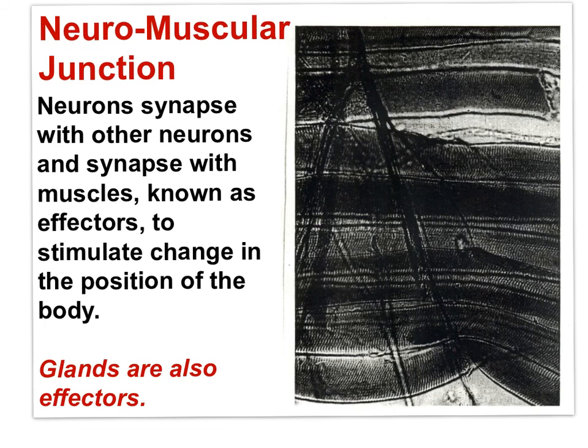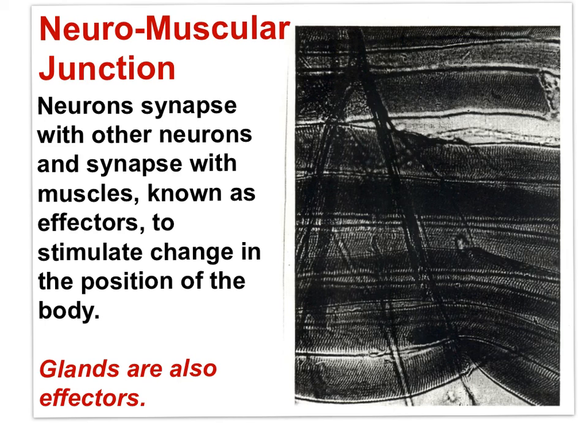This is a micrograph showing neurons forming synapses with muscle. Now, I've mentioned repeatedly that neurons synapse with other neurons and that neurons synapse with muscles known as effectors. The synapses with muscles stimulate a change in the position of the body to maintain homeostasis.